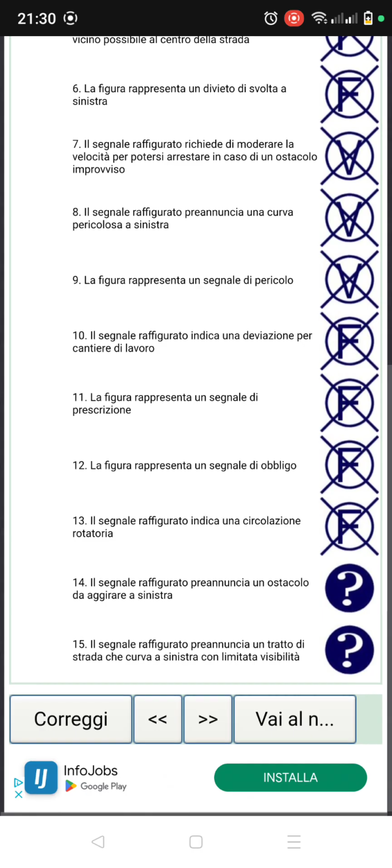No, it's false. Number 14. Il segnale raffigurato pronuncia un ostacolo da aggirare a sinistra. No, it's false. It said this signal is announcing an obstacle that will make us turn to the left. No, it's false. Number 15. Il segnale raffigurato pronuncia un tratto di strada che curva a sinistra con limitata visibilità. Yes. It said this sign figure is announcing a section of the road with a curve to the left and with limited visibility, and it's true.